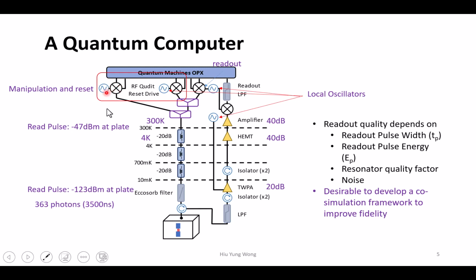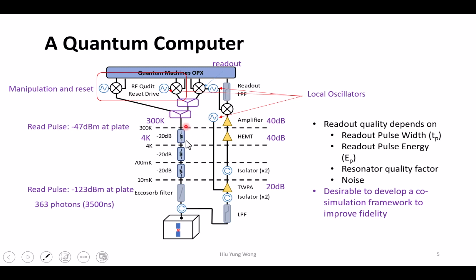This pulse is going to be mixed up. You see this is a mixer, right? A mixer goes through a local oscillator, for those RF people. Then you bring it up to the right frequency. You then send it to here.